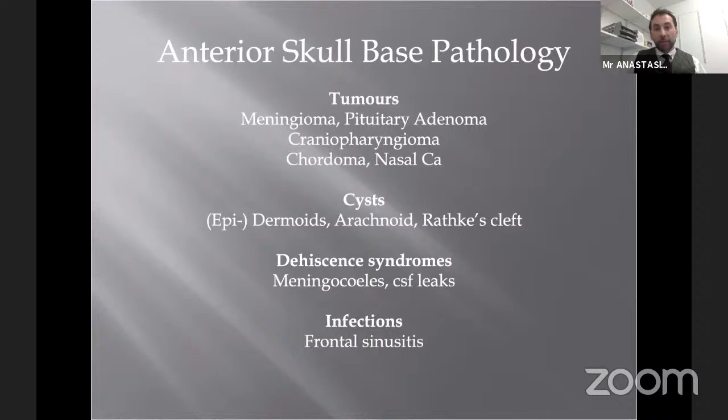Chordoma and nasal malignant disease, which you are more familiar with than me, are the aggressive pathologies that we're dealing with, mainly in the anterior fossa. Cystic lesions-wise: dermoids, epidermoids, arachnoid suprasellar cyst, and Rathke's cleft cyst. We'll see a few examples.